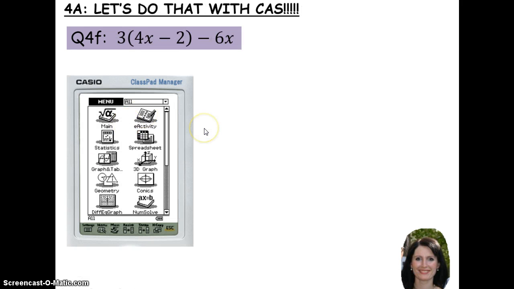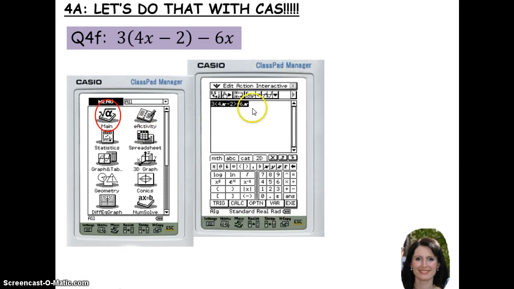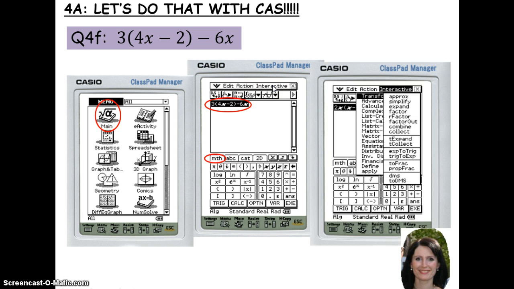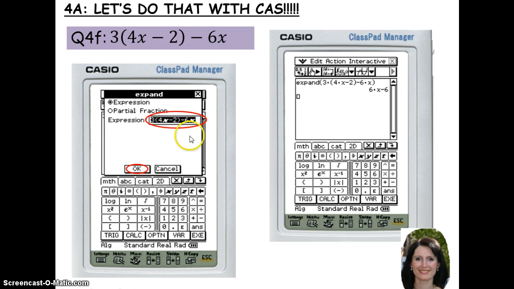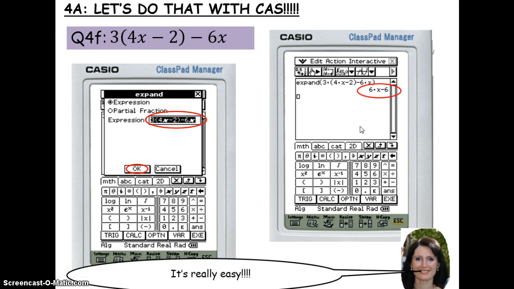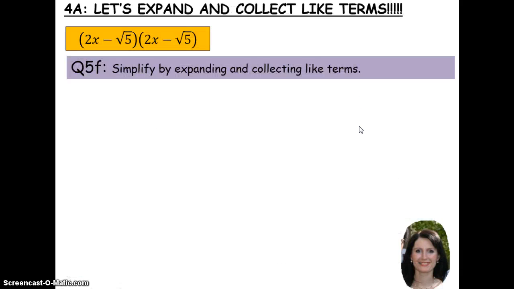Let's do that on CAS. Into the main screen, type it in, highlight it, click on interactive, into transformation, click expand. Takes us to this page here where we make sure our expression is in there and that the expression circle is a dot next to it. Click OK and there it is, 6x minus 6. Again, not hard but essential you know how to do.